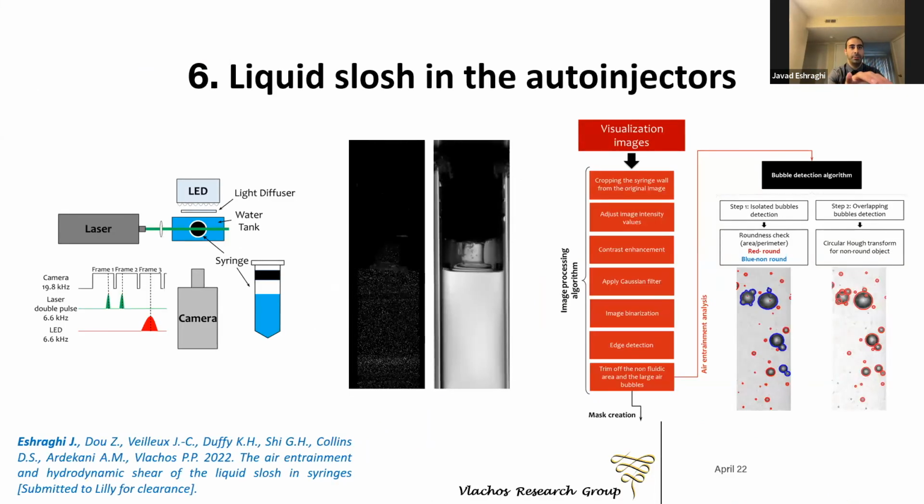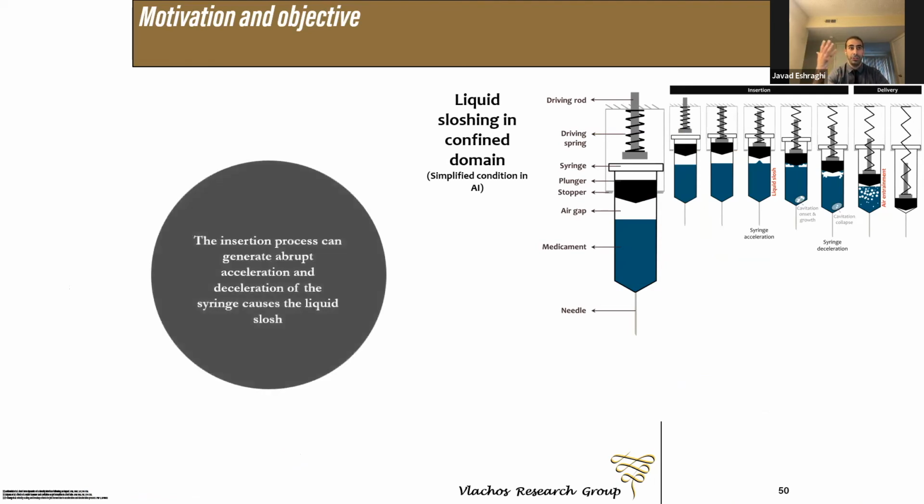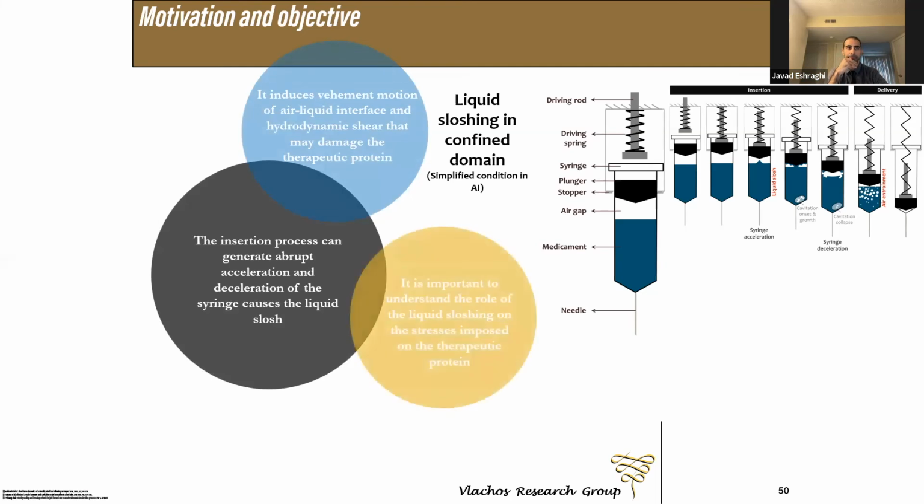The other interfacial phenomenon that we observe in autoinjector medical devices is liquid slosh. By sloshing, I mean the intense motion of the air-liquid interface during acceleration and deceleration of the syringe upon activation of the autoinjector. As you may remember, during the insertion phase of autoinjector operation, the syringe undergoes an abrupt acceleration and deceleration that can cause occurrence of cavitation and a sloshing phenomenon. The sloshing can induce hydrodynamic shear and increase the interfacial area in the therapeutic protein, which can be harmful. So it's crucial to characterize this phenomenon.